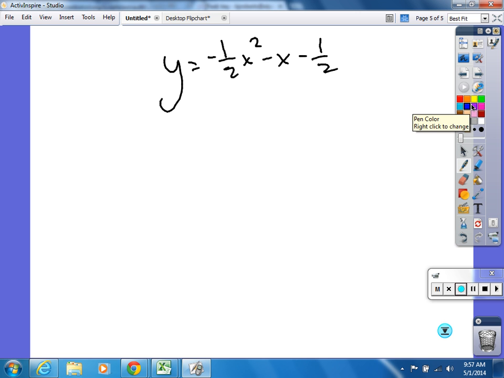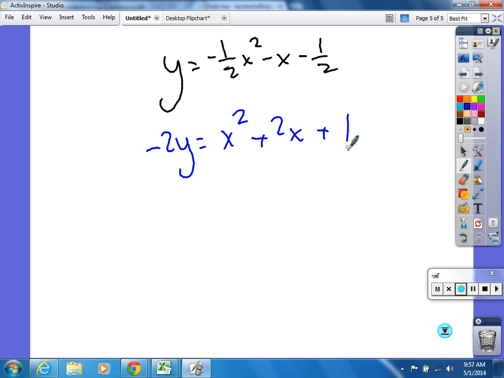Anyway, times everything by what? Because I don't want fractions. How many of you guys really want to play with that? Well, let's times it by negative 2 to the other side. Can we do that? So this would be negative 2y equals x squared plus 2x plus what? We got rid of all the fractions. And the reason why I did negative is because we really wanted a positive x squared.